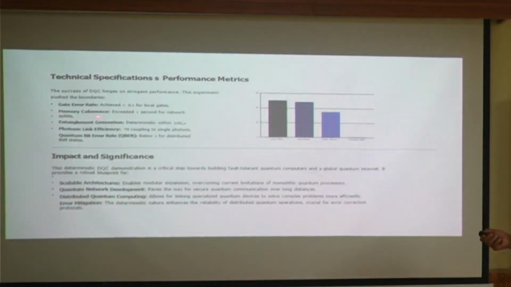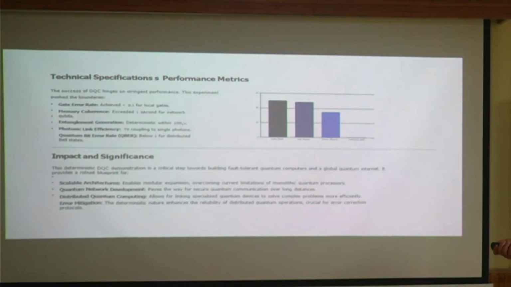The gate error rate achieved was less than 0.1 for local gates. Memory coherence exceeded 1 second. Entanglement generation was deterministic, at about 100 per second. Photonic link efficiency was around 70. You can check the paper to find all the details; I just kept a few prominent ones.